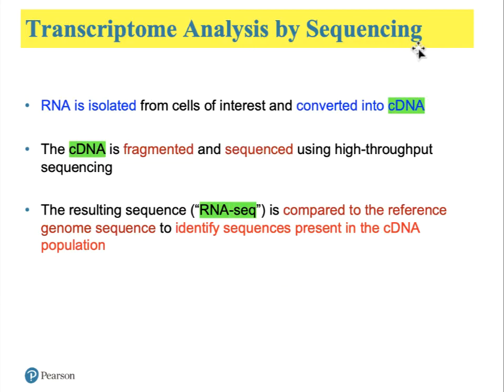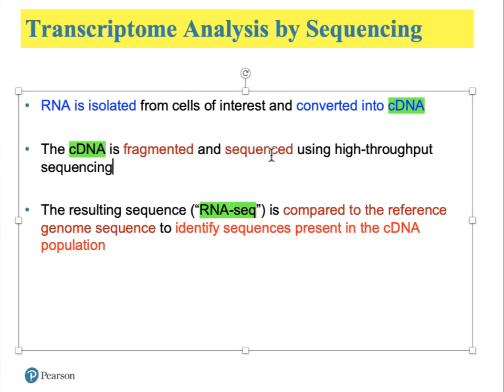The sequencing method involves the following steps. RNA is isolated from these cells and converted to cDNA, as we mentioned in a different chapter. The cDNA is fragmented and sequenced using high-throughput sequencing, although the latest sequencing technologies do not need the DNA to be fragmented, so saving a lot of time. Regardless, the resulting sequence, known as an RNA-seq, is compared to the reference genome of that species, which allows one to identify sequences present in the cDNA population.